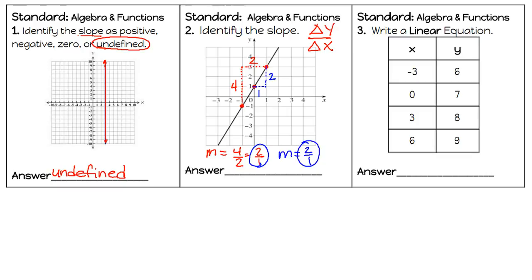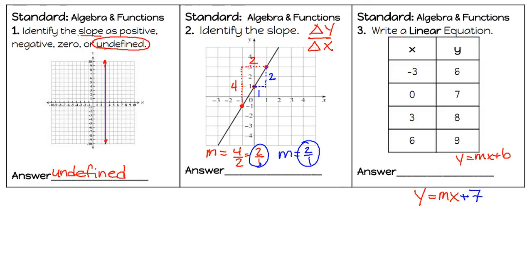And number 3, write a linear equation. Our linear equation is y equals mx plus b. We're going to find our y-intercept. We look to where the x is 0 and the corresponding y value is actually the y-intercept. In this case, it's positive 7. So far we have y equals mx positive 7.